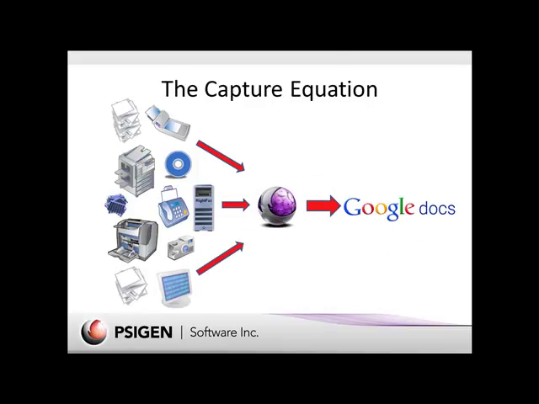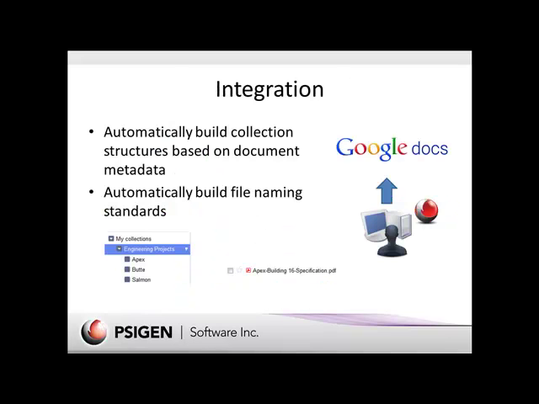So typically what I like to do is show you what I call the capture equation. And what PSIGEN brings to the table with PSI Capture, it solves the capture equation and gives you a product that can pick up files from desktop scanners, scanning copiers, maybe a fax machine that dumps images to a directory, or JPEG photographs that you've got that you want to process and post into Google Docs. We'll take that information, any image source, process it, and post it in a nice standardized manner to the Google Docs repository.